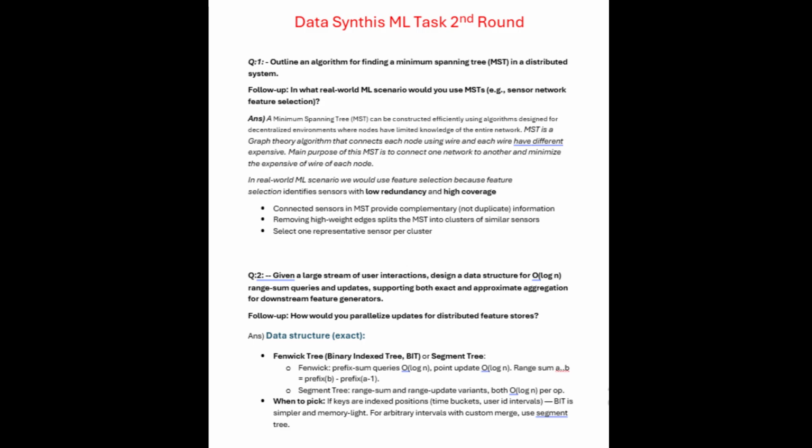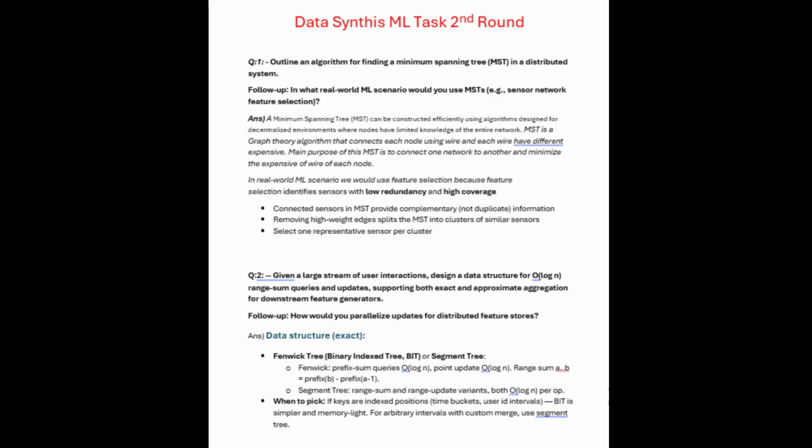node. In a real-world ML scenario we would use feature selection, because feature selection identifies sensors with low redundancy and high coverage. Connected sensors in the MST provide complementary, not duplicate, information. Removing high-weight edges splits the MST into clusters of similar sensors. Select one representative sensor per cluster.